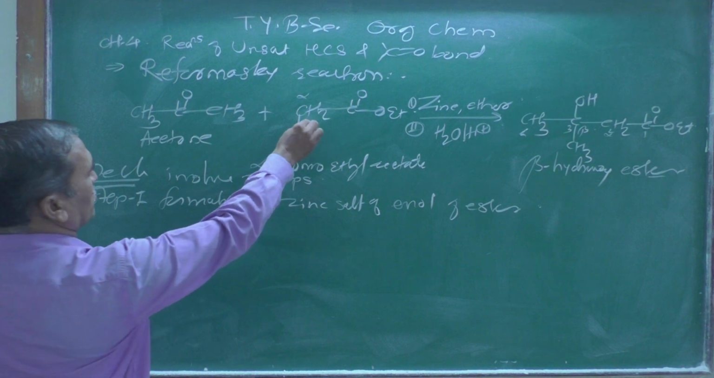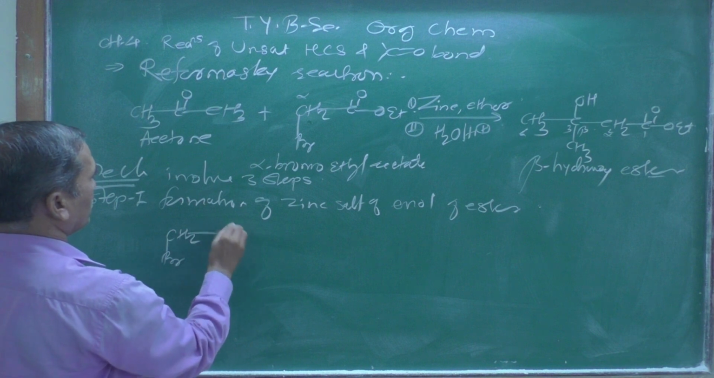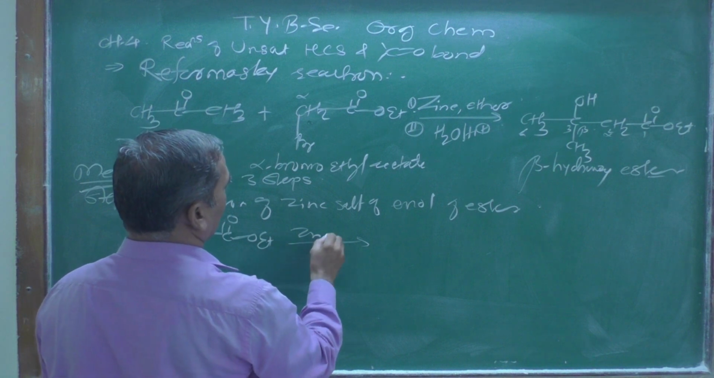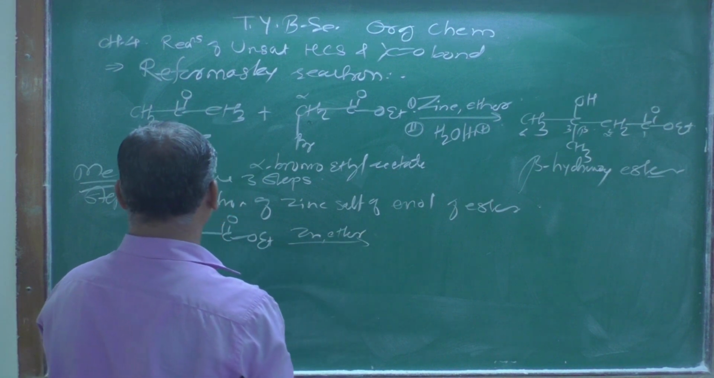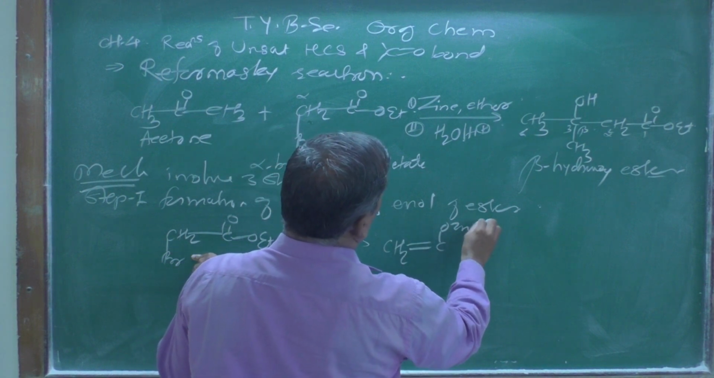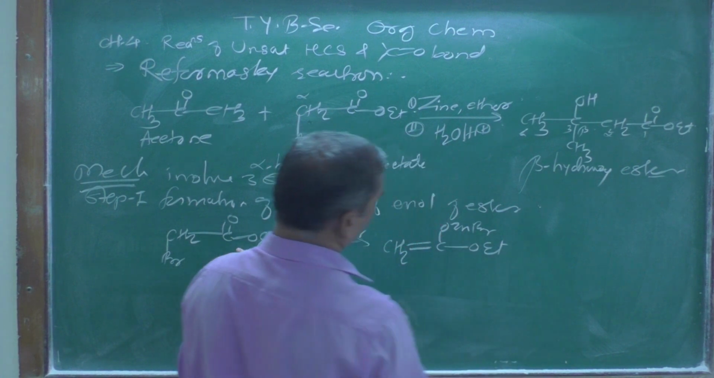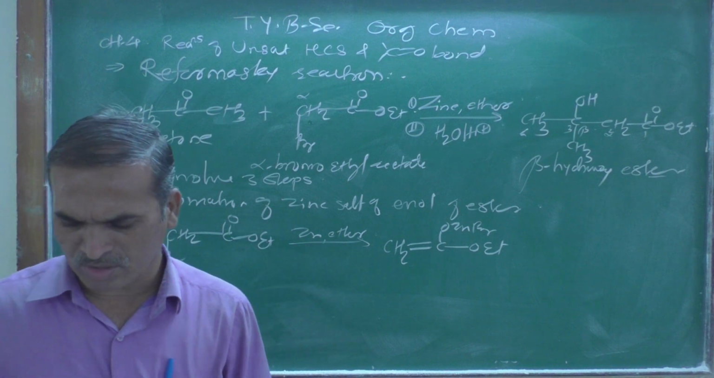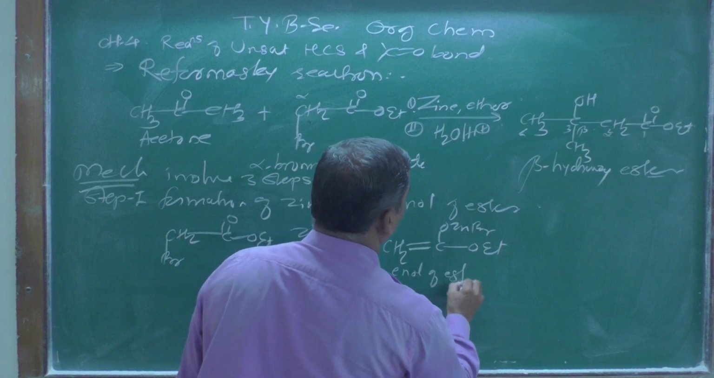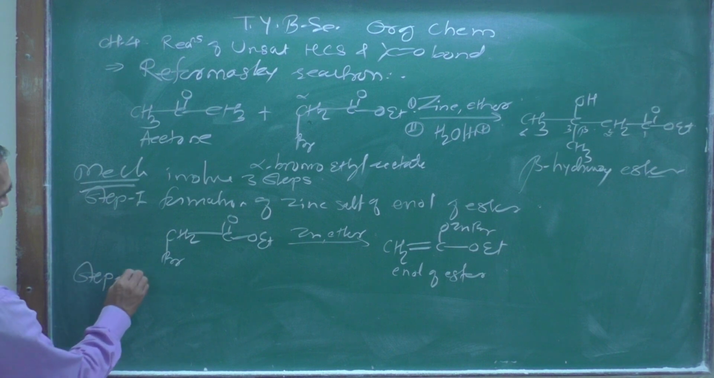As we know, this is CH2, Br, then C double bond O, OEt. That will be treated with zinc in presence of ether. What are you going to get? Here you get CH2 double bond C, O ZnBr, and the OEt remains, right? This type of compound is the enol of the ester, the zinc enolate. This is the first step, the formation.